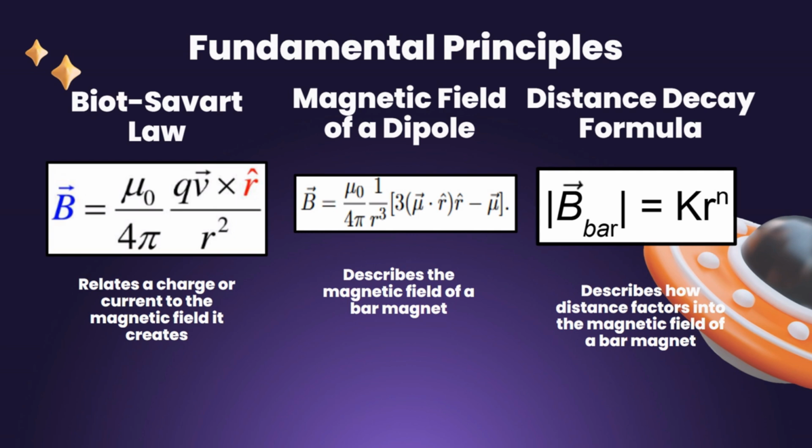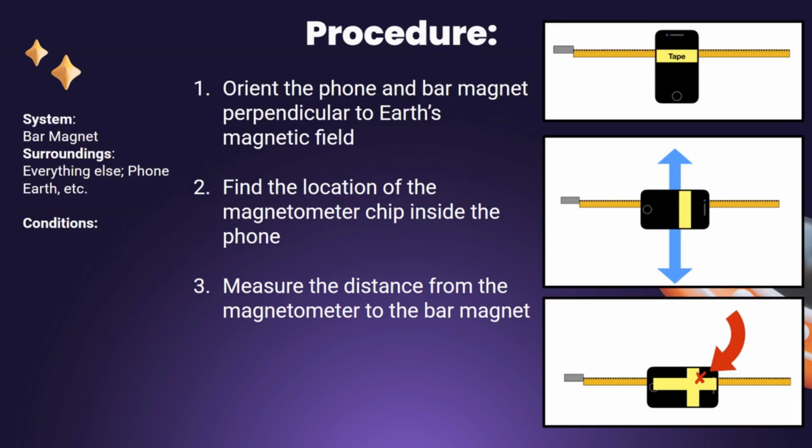So the procedure for this first part of the experiment was to orient the phone and bar magnet perpendicular to the Earth's field. Then we would find the location of the magnetometer chip inside the phone, and then measure the distance from the magnetometer to the bar magnet at different strengths of that magnet. The system was the bar magnet, and the surroundings was everything else, the phone, the Earth, etc.